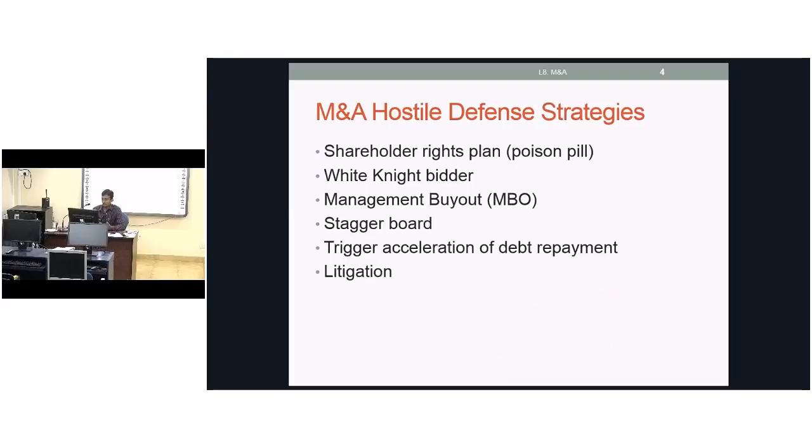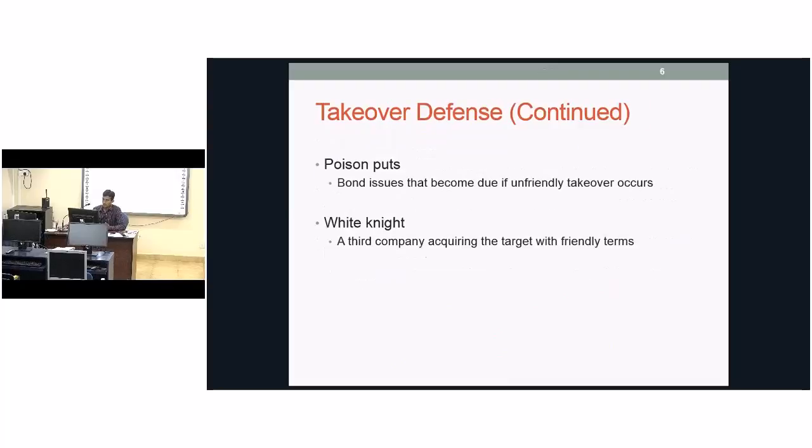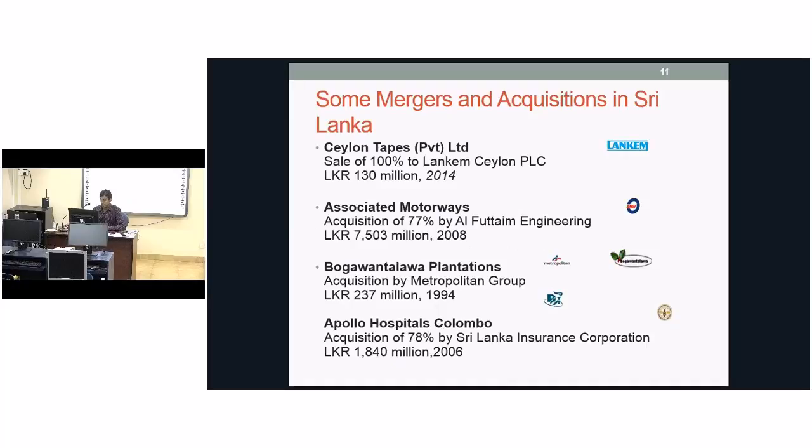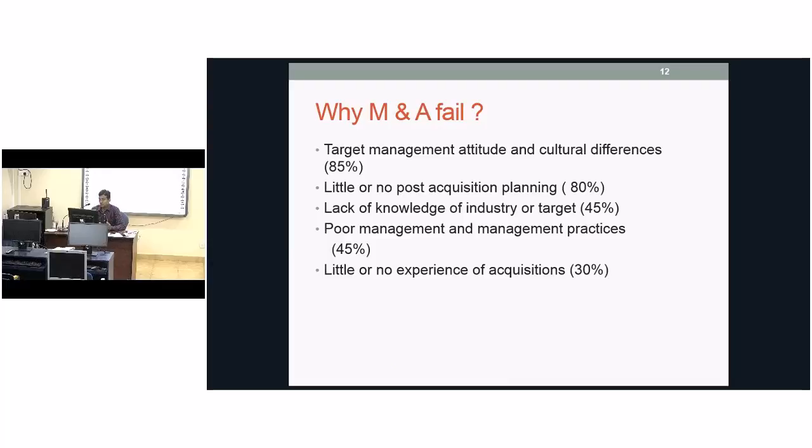So moving on, we discussed some mergers and acquisitions that happened in Sri Lanka, and then we moved on to why mergers and acquisitions fail. Even though we find hundreds and thousands of mergers and acquisitions happening in the world, we also see hundreds and thousands of mergers failing. So this is a very important area to understand. There was a survey, and based on this survey I have presented these details. From these percentages you would have seen the main point.